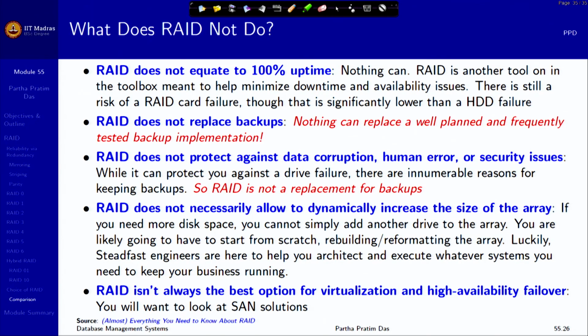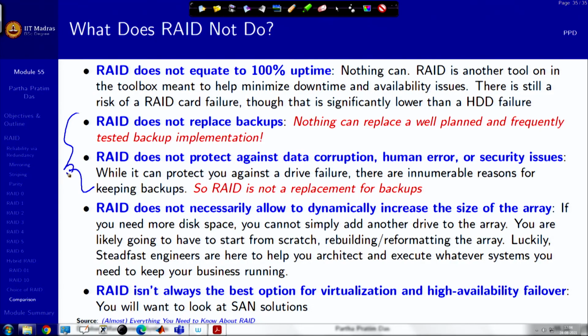And finally, before we close, please keep these points in mind: RAID does not equate to 100% uptime. No system can guarantee you that. And RAID does not replace backup. It does not protect against data corruption, human error, or security issues. For these, you should have a robust backup plan. And RAID also does not necessarily allow dynamically increasing the size of the array.